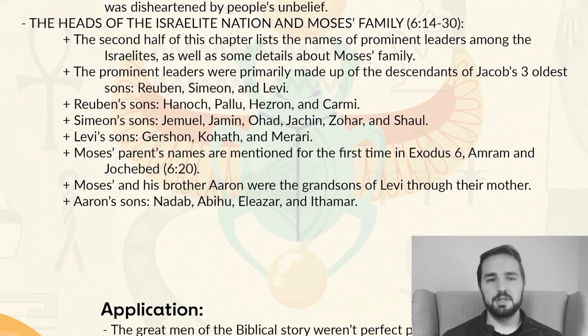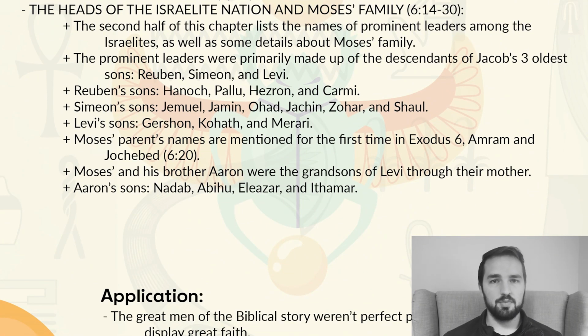The end of the chapter is a little bit different. It breaks away from this narrative that we've been following for a while. Verses 14 through 30 list the names of prominent leaders among the Israelites. The prominent leaders in Israel were primarily the descendants of Jacob's 3 eldest sons. That would be Reuben, Simeon, and Levi. For the sake of being comprehensive, we will read these. Reuben's sons were Hanok, Palu, Hezron, and Carmi. Simeon's sons, Jemuel, Jamin, Jachin, Zohar, and Shaul. Levi's sons, Gershon, Kohath, and Merari.